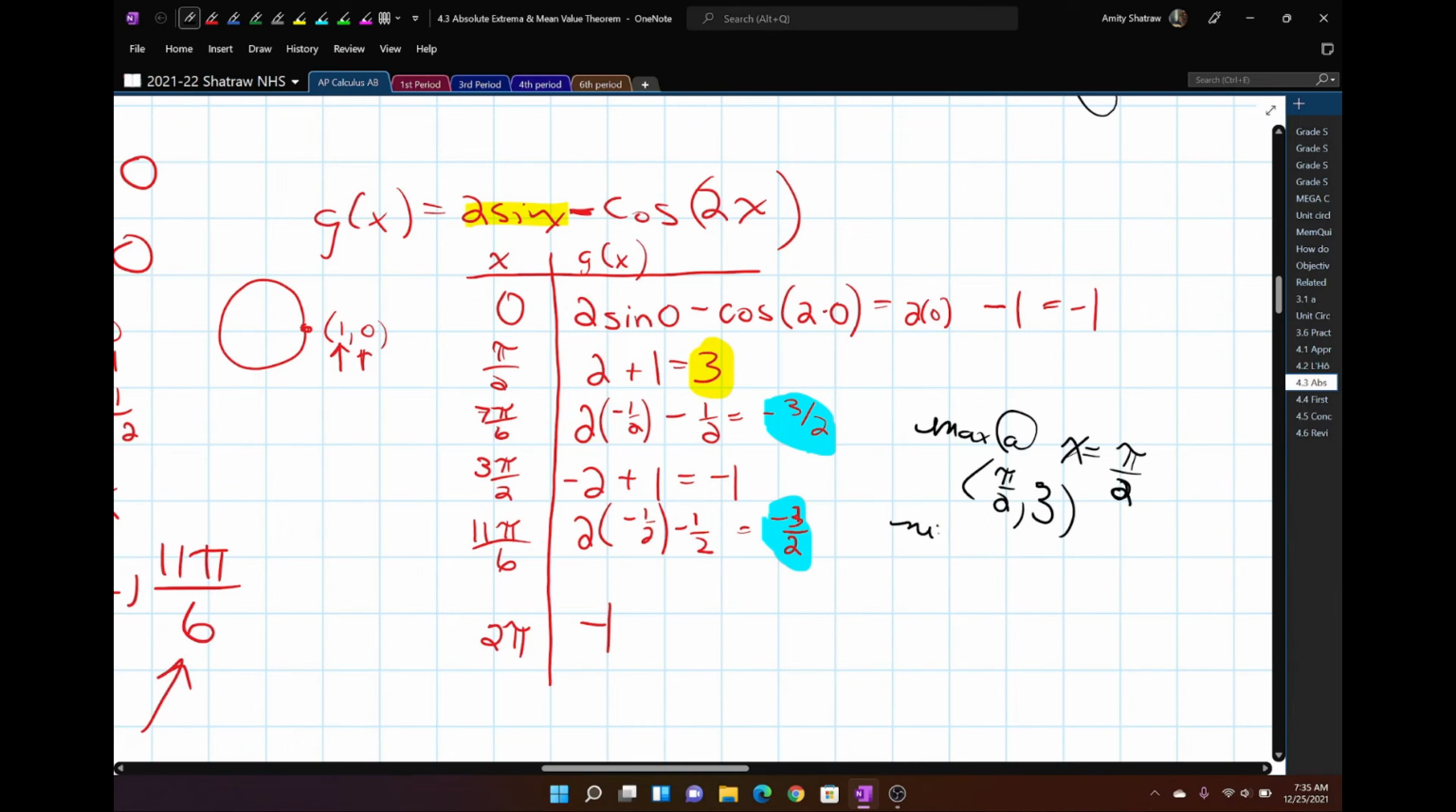And then I have a min, actually I have 2 of them, 2 absolute mins, because they happen to have the same height. So you're allowed to have 2. Okay, and then I get that is happening at 7 pi over 6 and at 11 pi over 6, and those specific heights would be 7 pi over 6 comma negative 1.5, and the other one be 11 pi over 6 and a negative 1.5.